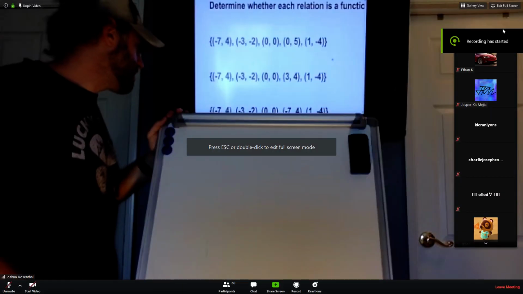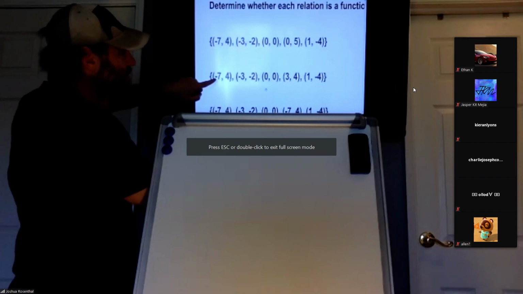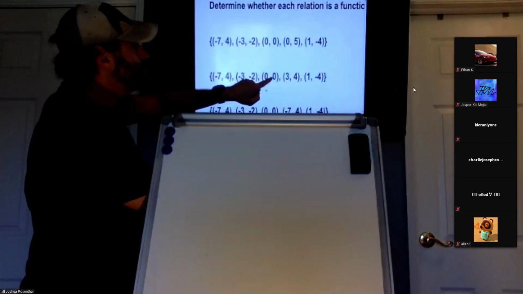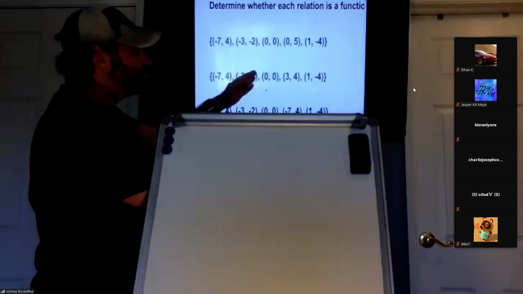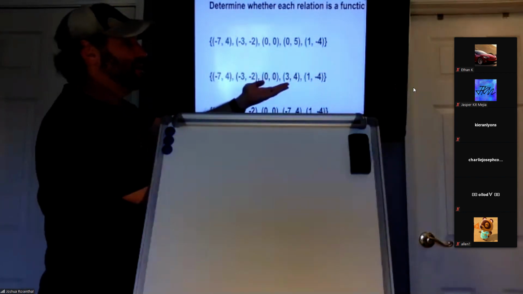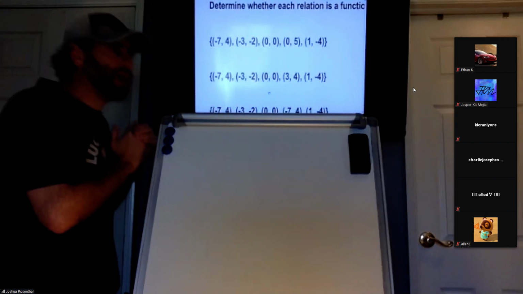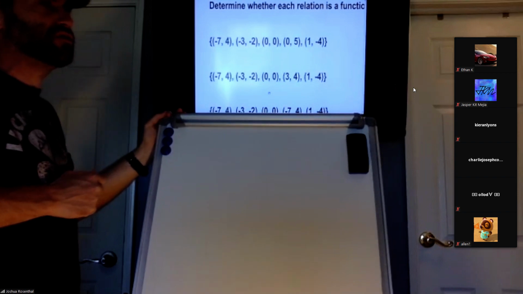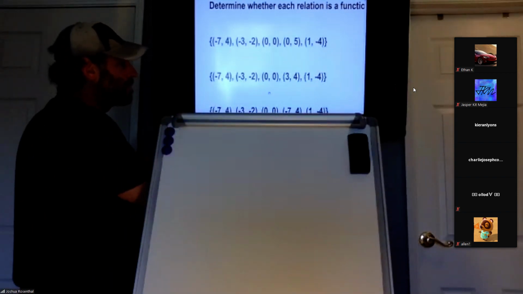Okay, any questions about the first one? Second one, no repeat, no repeat. Okay, all of these inputs are unique. So what you're not going to see here is the same input going to two different outputs. As long as there's no evidence that the same input gets you to two different outputs, it's a function. Next one's not a function.